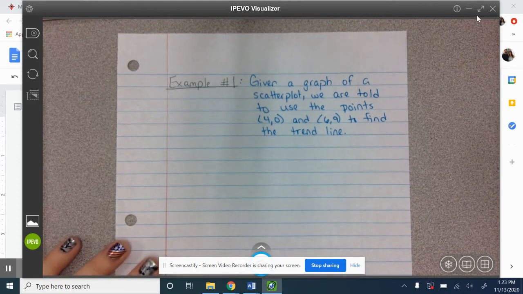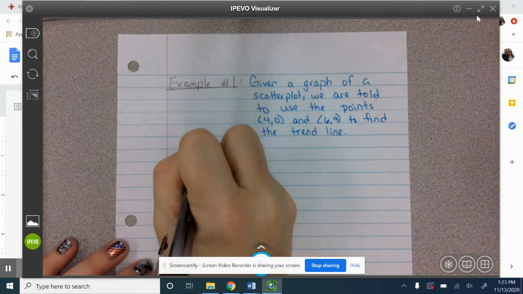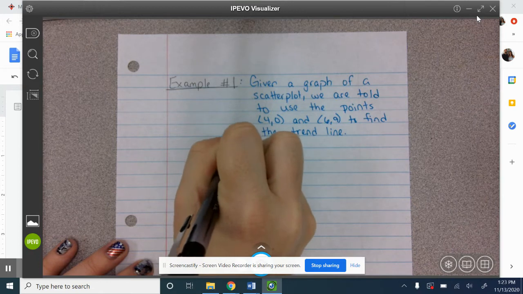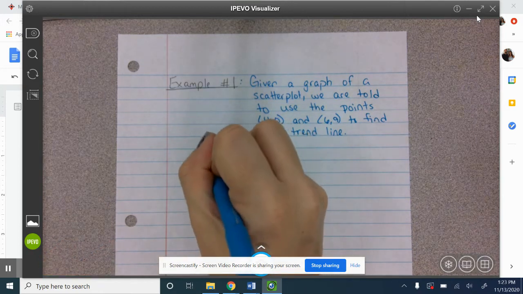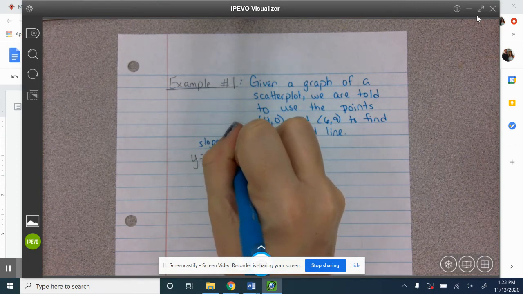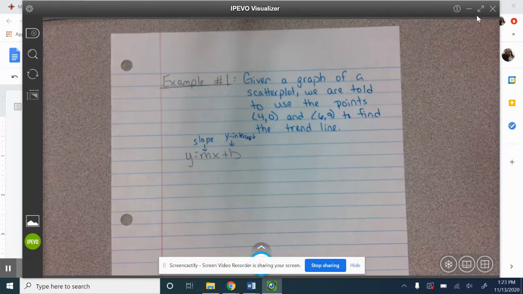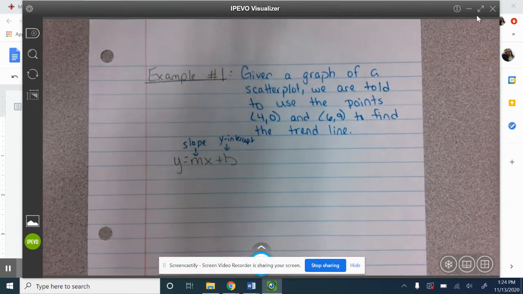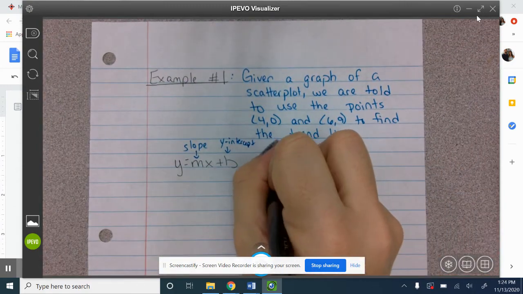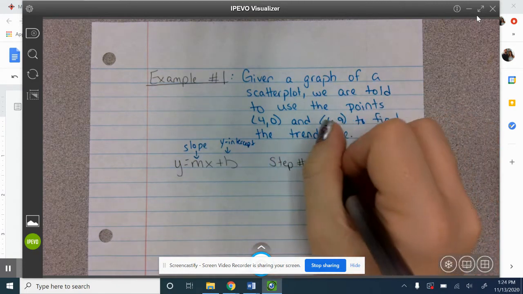So the first thing we need to do is think about what is our equation of a line. Equation of a line is y equals mx plus b. I want you to remember m is your slope, b is your y-intercept. So the first thing we need to do when we're trying to find this is we need to find our slope. So step 1, find the slope.